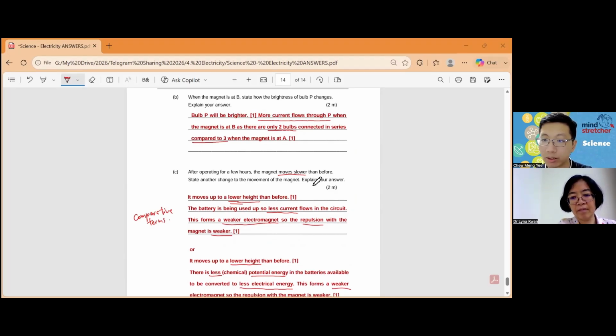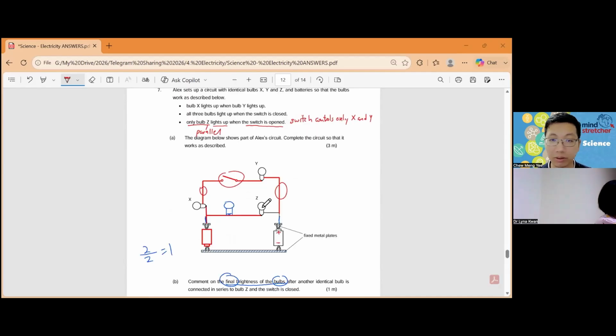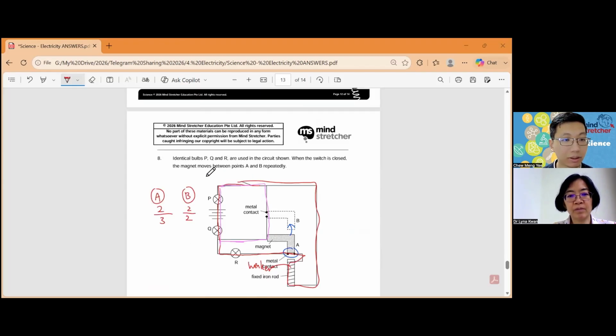7A, I put the switch where the other battery was supposed to go and connected Z to the Y, and connected that to the Y in the middle. No, you cannot connect to the middle of the metal plate. You cannot do that. So that is not correct. Then why? Minden, what are you talking about?